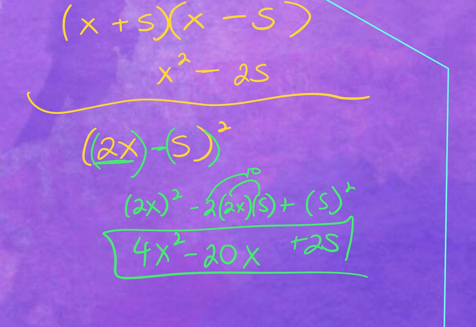You just can't distribute the exponent. I can't do 4x squared plus 25. That is wrong. That does not work.